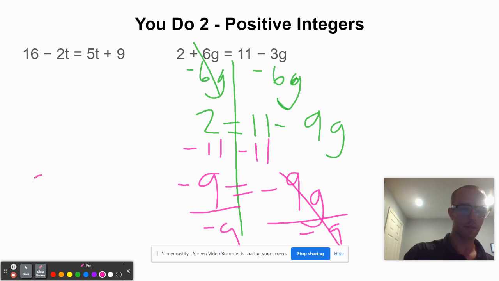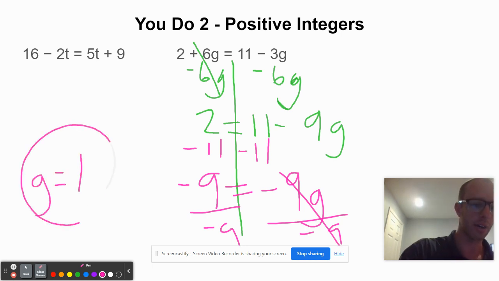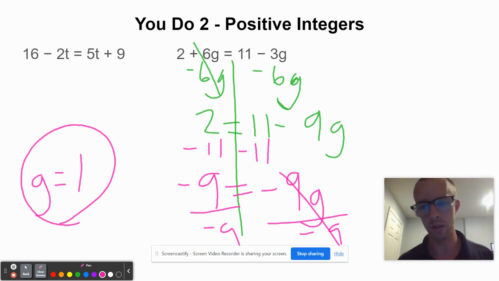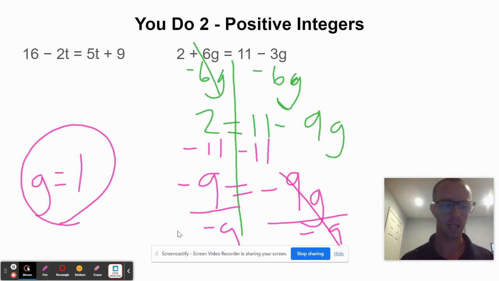G's cancel. I'm left with g equals negative 9 divided by negative 9. Anything divided by itself is 1. Right? A million divided by a million is 1. 1,000 divided by 1,000 is 1. Negative 9 divided by negative 9 is 1. Again, you got the same exact answer, even if you did it a little bit differently. That's how math works.